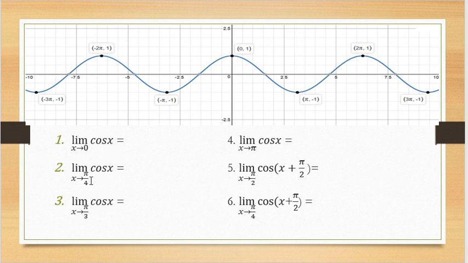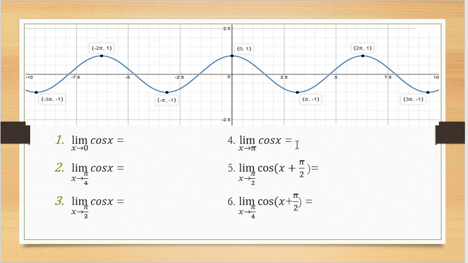Cosine x as x goes to pi over 4. So, ang pi over 4, that is 45 degrees. And cosine of 45 degrees is square root of 2 over 2. Okay? Square root of 2 over 2. And we have cosine of x. Ano ba ang cosine of x ng pi over 3? Kasi po, ang pi over 3 is equal to 60 degrees. That means, ano ba ang cosine of 60 degrees? Ang result niya ay 0.5.